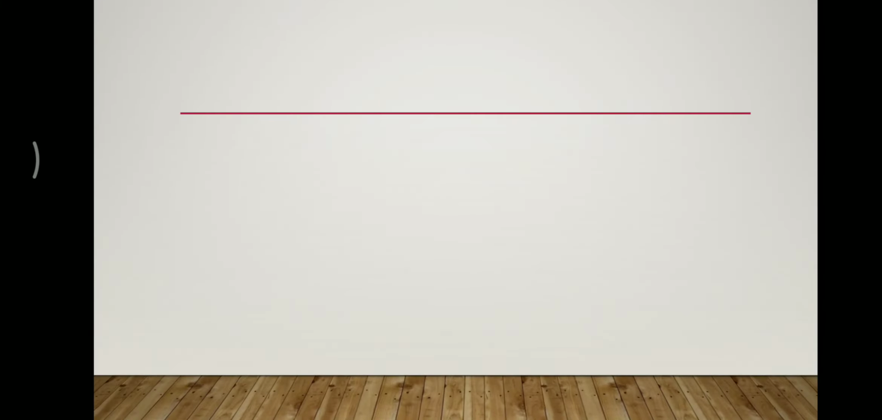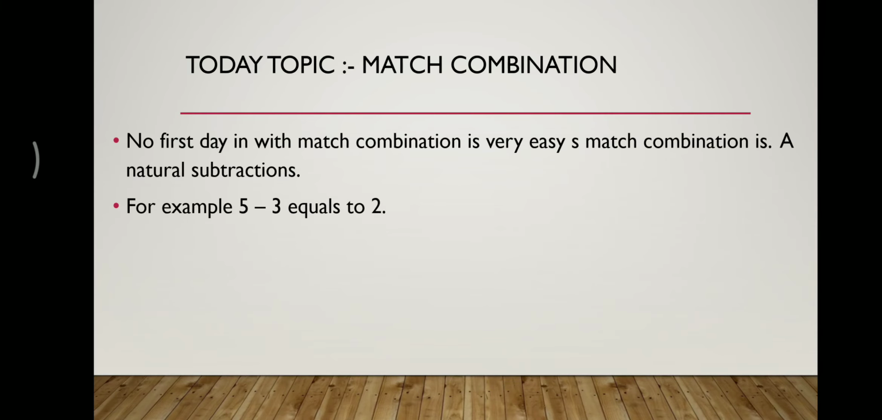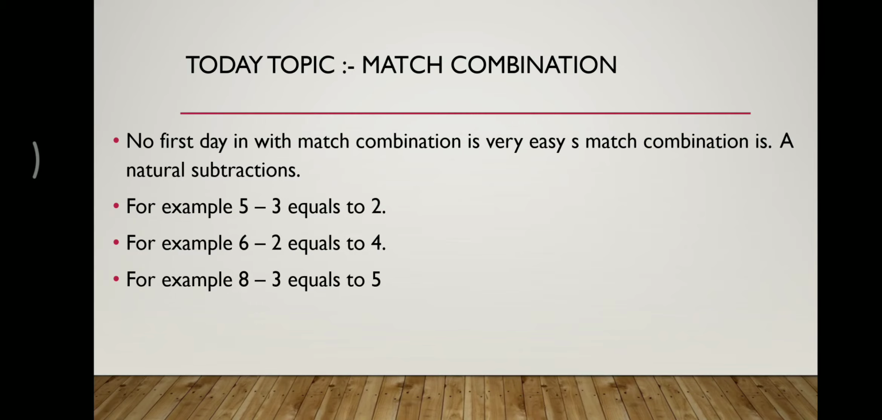Moving forward, first, what is a match combination? It is easy to do match combinations. It is a natural subtraction. For example, 5 minus 3, this is a match combination which is equal to 2. Another example, 6 minus 2 equals 4. This is also a match combination. It means we get the higher number first and the lower number second, so we get the solution as positive. For example, 8 minus 3 is equal to 5.